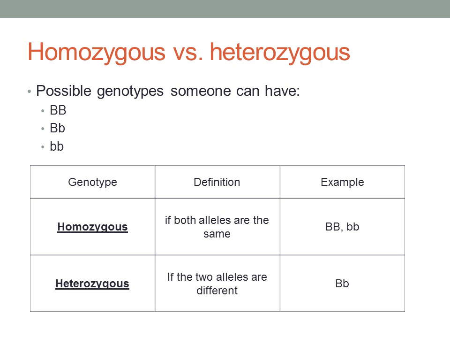So now let's go over homozygous versus heterozygous. So some possible genotypes that someone can have would be big B, big B, big B, little b, or little b. So we categorize our genotypes in two categories, either homozygous or heterozygous. If you have a homozygous genotype, then that means that both your alleles are the same. So some examples would be big B, big B, or little b, little b. They have alleles that are exactly the same. If you have two alleles that are different, we categorize it into the heterozygous category, where you have big B, little b. You have two alleles that are different.